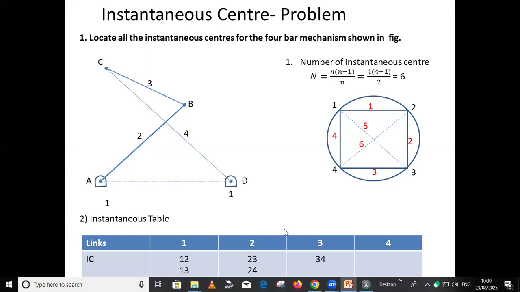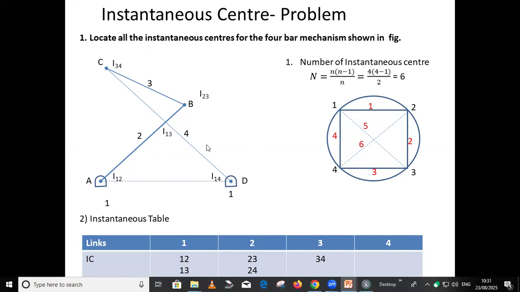Okay. Now, how many ICRs are available? That we have to draw with dotted lines. So we have ICR 1,2 at this location, so we'll draw a straight line. We have ICR 2,3, so again we'll draw a straight line. Then we have ICR 3,4, so again a straight line. We have ICR 1,4, so again this will be the ICR line 1,4.